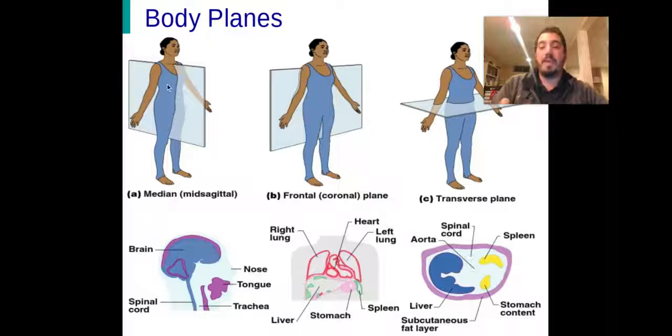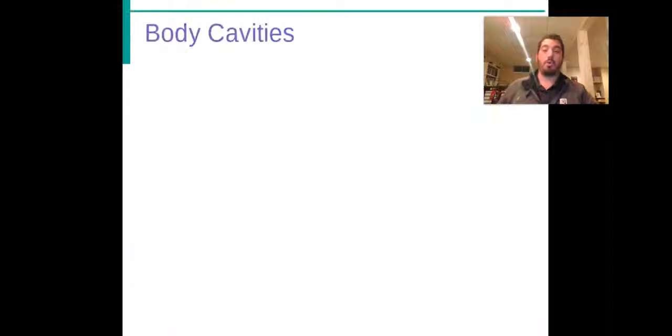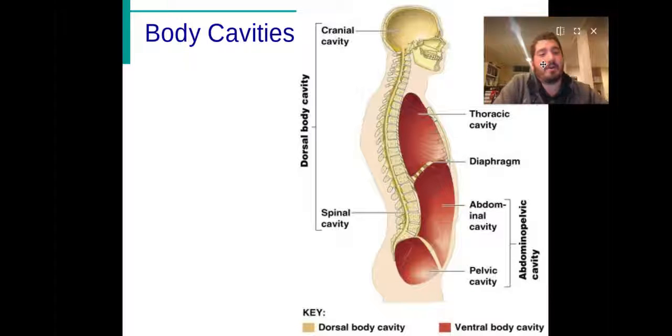So the median plane would be left and right. They'd be the same. And frontal, front and back, would pretty much be the same. Transverse is the only plane where you're not going to have what's called bilateral symmetry, right? Which means the same on both sides. Cool. All right, another good one here.